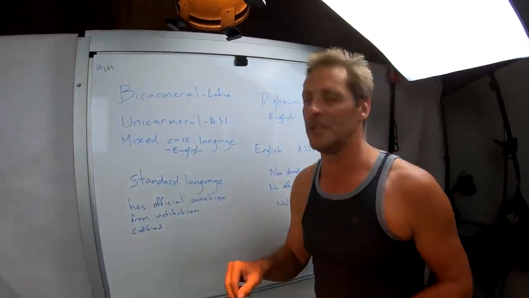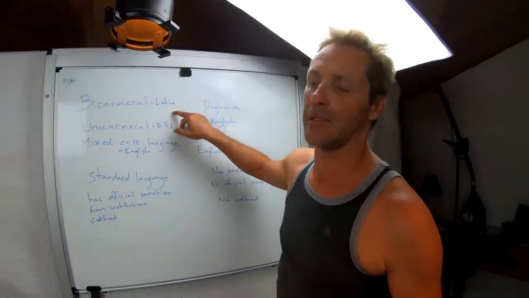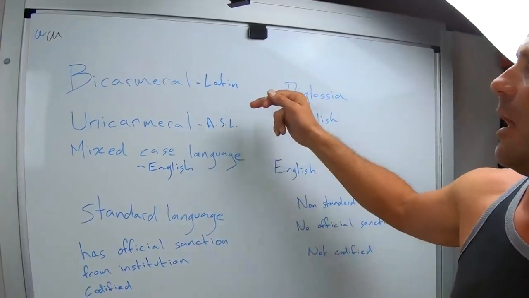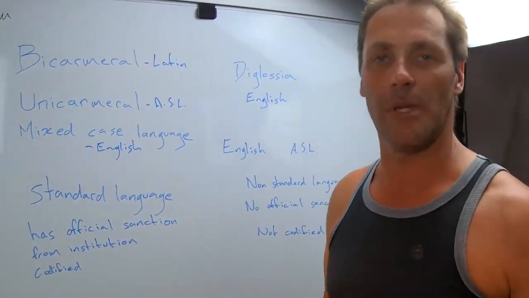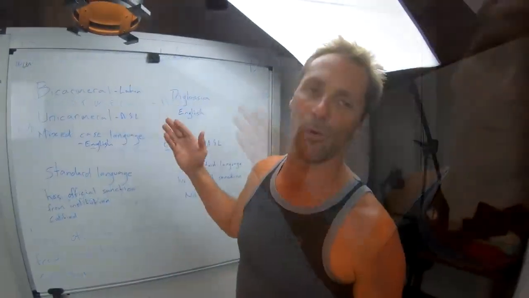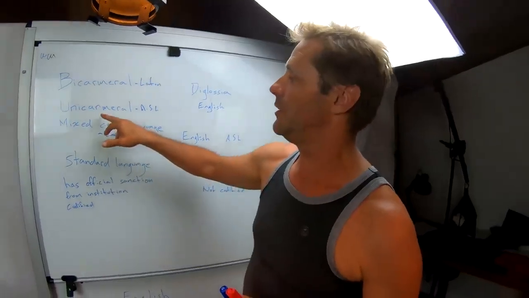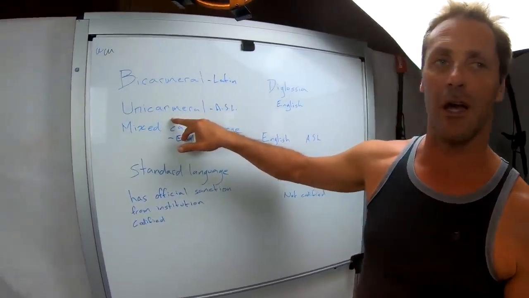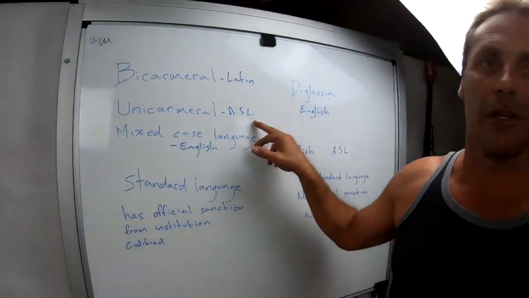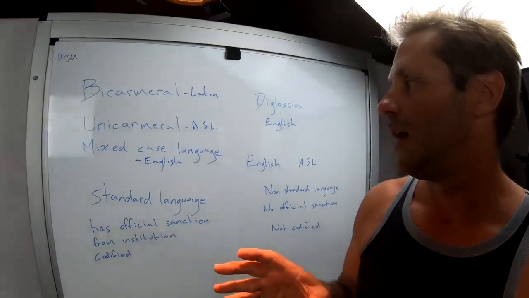So bicameral is a language such as Latin that has two separate cases. So Latin has uppercase and lowercase, but you don't ever write Latin in a mixed case, so you don't mix the upper and lower to create words in Latin. It's one or the other. So that's your bicameral language. Now unicameral or unicase language, such as American Sign Language, is written only in one case. It only has all uppercase letters.